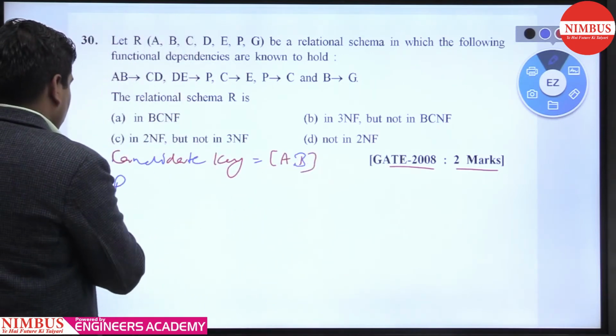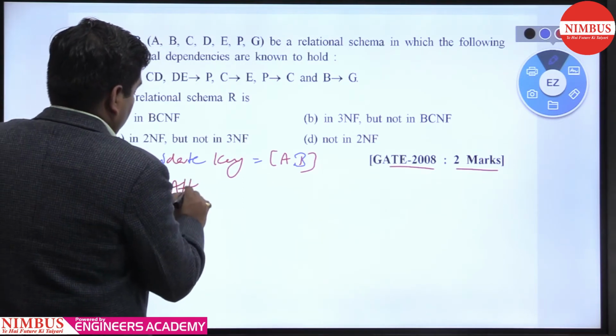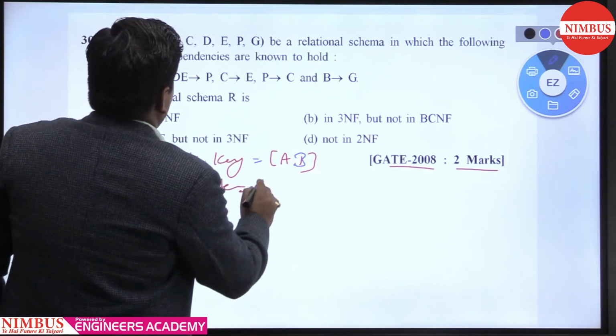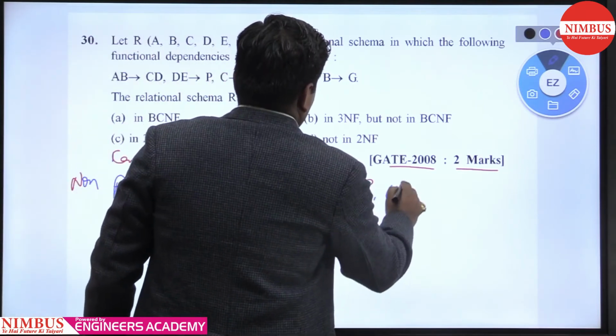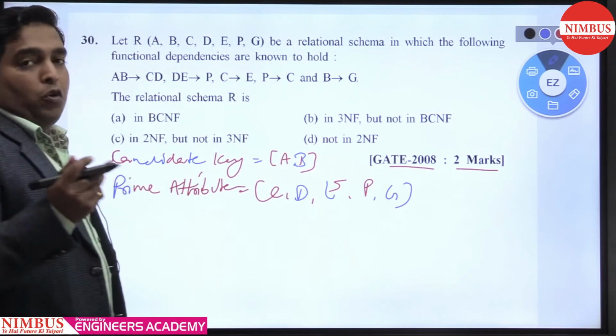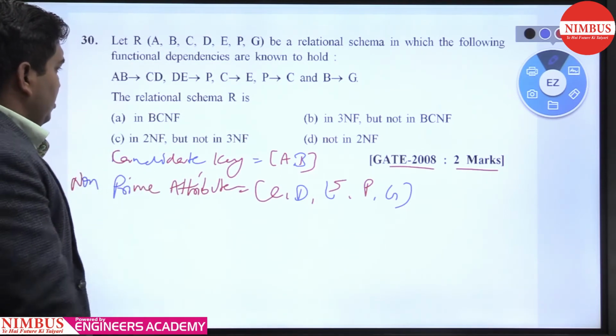And the non-prime or non-key attributes are C, D, E, P and G. First we have to check 2NF because we found the candidate key, so relation R is in 1NF. Now we check 2NF.